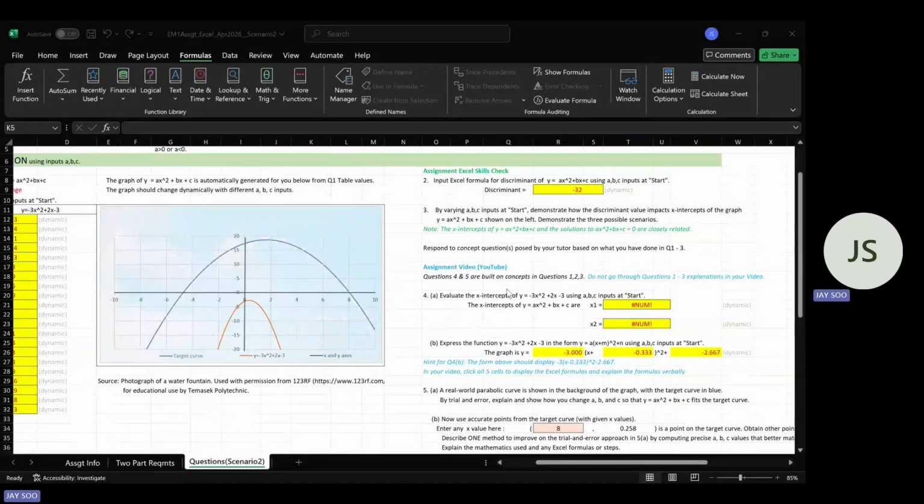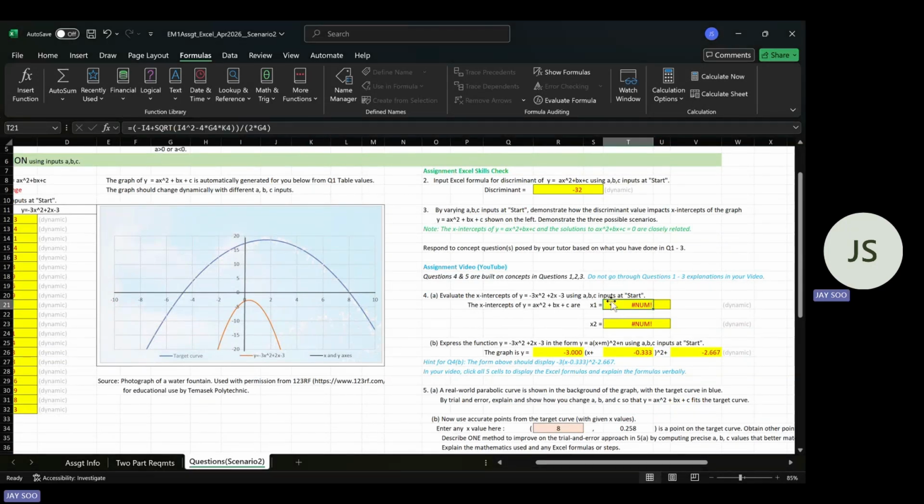For question 4, we have to evaluate the x-intercept of this equation, and for that, we have to use the quadratic formula, which is minus b plus minus square root of b squared minus 4ac over 2a. For the first x, I put plus. For the second x, I put minus. However, since the discriminant is smaller than 0, there will be no real solution and no x-intercept.